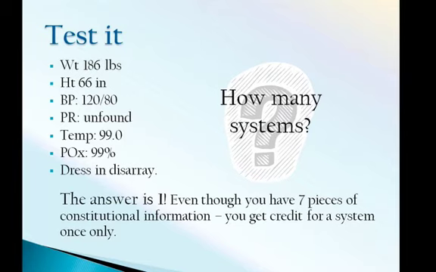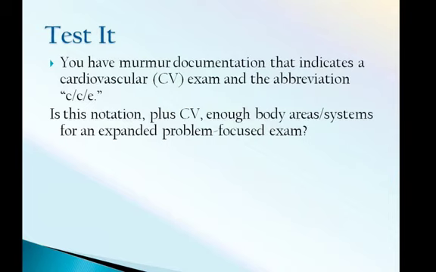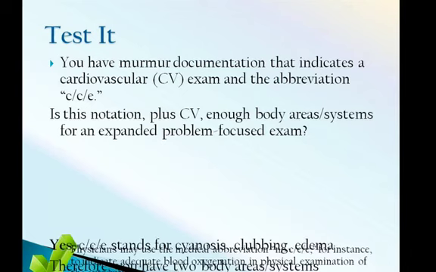The answer is 1. Even though you have 7 pieces of constitutional information, you get credit for a system only once. Okay, here's another tricky one. You've got murmur documentation that indicates a cardiovascular exam and the abbreviation CCE. In this notation, is CCE plus the CV notation enough body areas or systems for an expanded problem-focused exam? And the answer is yes.